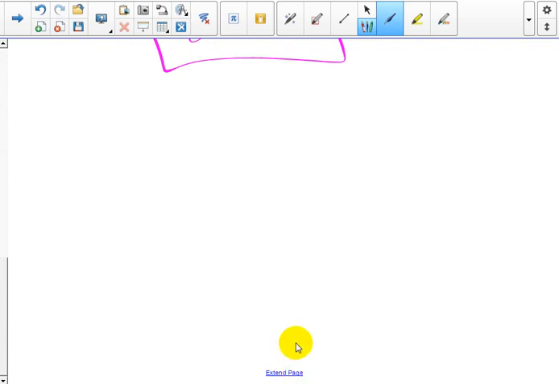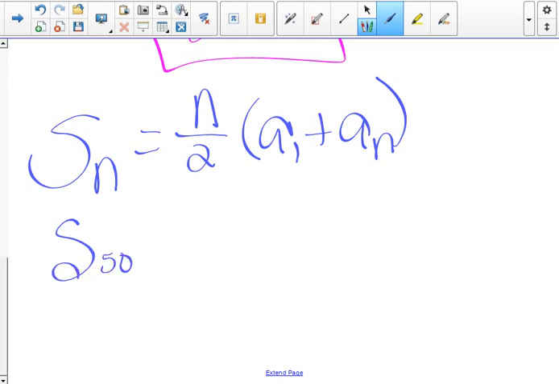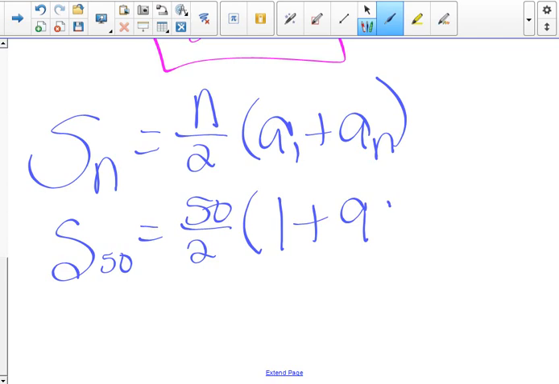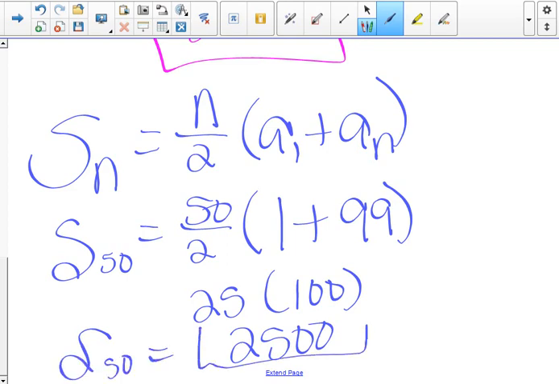Let me use a different color now. We're going to use the formula that we learned today: S sub n equals n divided by 2 times the first term plus the last term. So S sub 50 equals n, which is 50 terms, divided by 2, times the first term plus the last term, which is 1 plus 99. That's 25 times 100, which is equal to 2,500. So S sub 50 is 2,500.